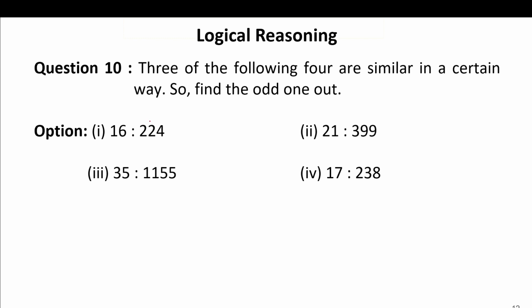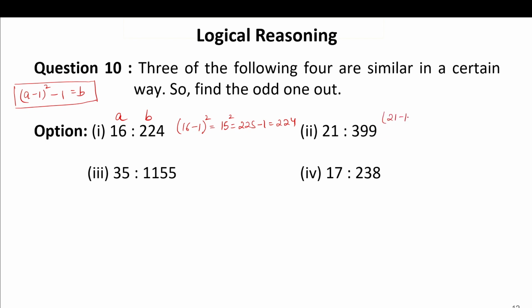If I look at 16 and 224, so I can say that 16 minus 1 square will give me 15 square, which is equals to 225. And if I subtract 1 from it, I am getting 224. So if this is A, this is B, what I am doing is, I am taking A minus 1 square. Correct? And then I am subtracting 1 from it to get B. This is the logic.